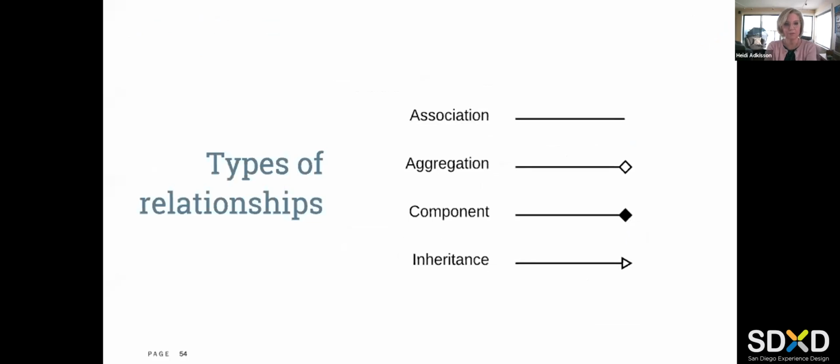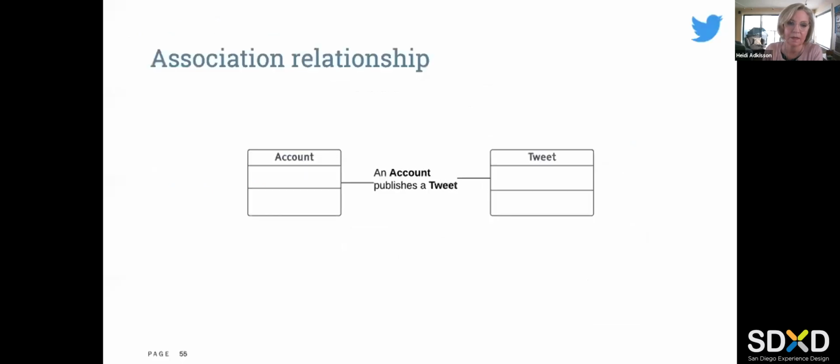So there are 4 main relationship types. We're going to go through association, aggregation, component, and inheritance. The simplest type of relationship is an association, and it's helpful to think of this as the default relationship. There's no line end treatment here, and it's just showing the simplest type of relationship. Here we've got an account and a tweet, and our description is that an account publishes a tweet. That's our narrative describing the relationship.